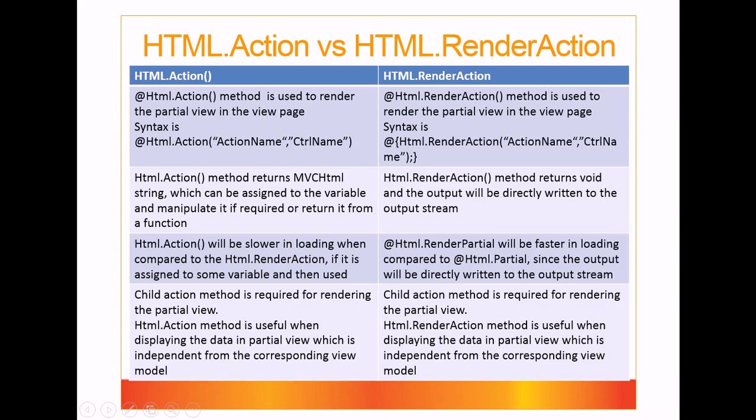It should be independent from the data present in the parent view's view model, and here it provides its own data, that is, passing the data from the action method and rendering it in the partial view. So these are all the differences, or comparisons, present in all the four mechanisms that are used for rendering the partial view.